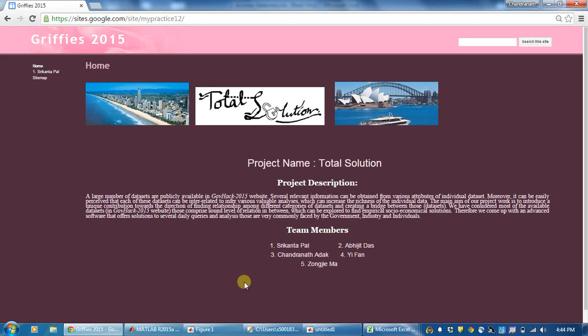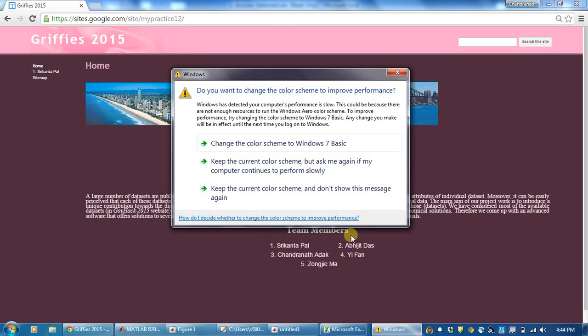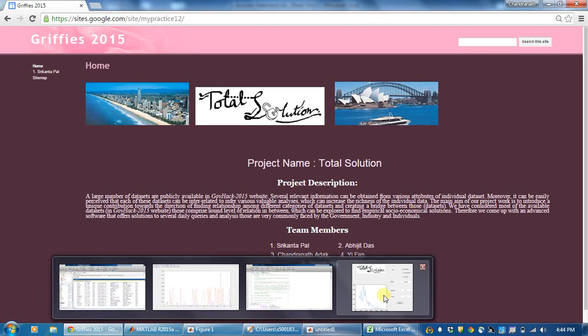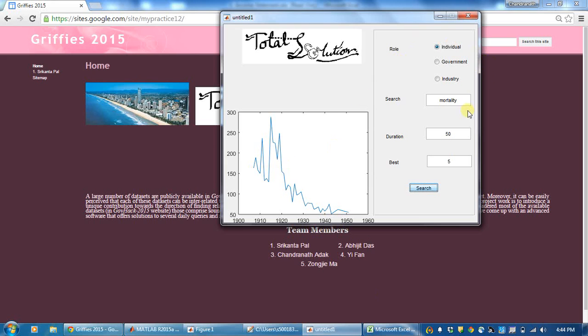So we have used several datasets from the Gov 2015 website, almost all the datasets that can be used, and our aim is that this software can be used by the government, by individuals, and also by the industries. So let's go into the application that we have developed. This is the application that we have developed.